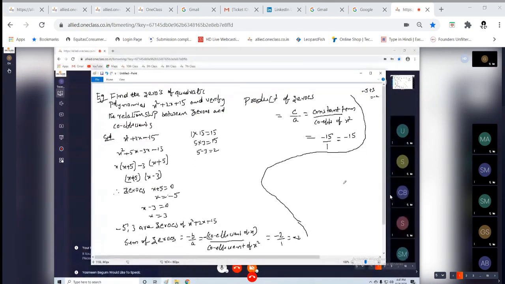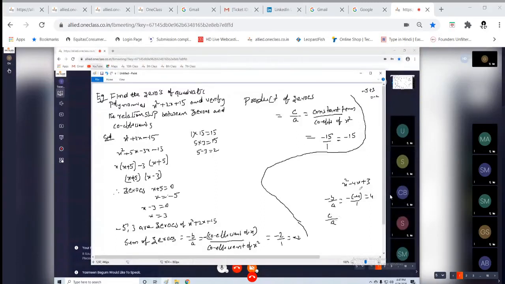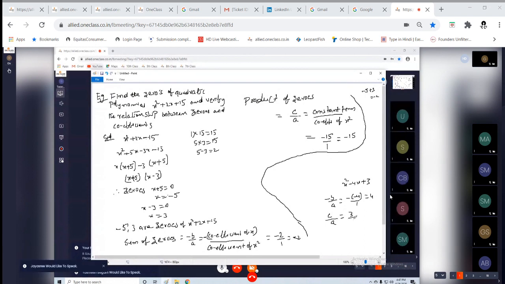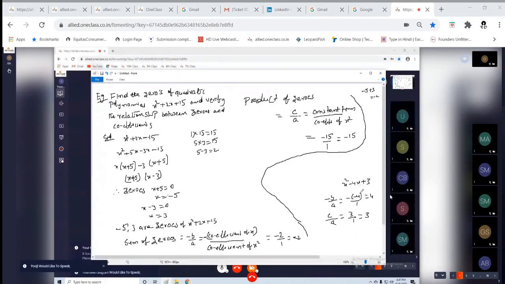Suppose, children, for sake, don't write this one. x square minus 4x plus 3. What is the sum of the zeros? Minus b by a, no? b is what here? Minus 4. Minus of minus 4, by 1, that is equal to 4. The product of zeros is how much? c by a, no? Because it is the constant term by the coefficient of x square. 3 by 1, that is 3. So we got the sum and the product of the zeros without finding the factorization.